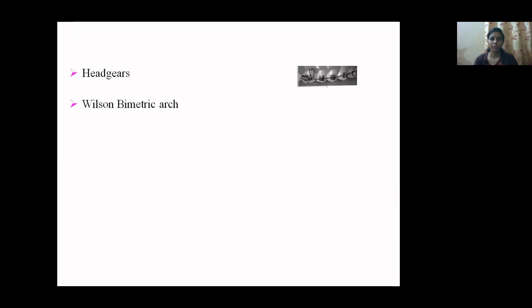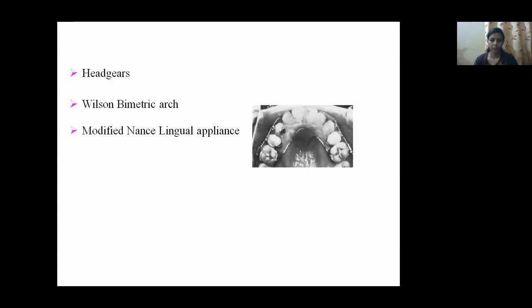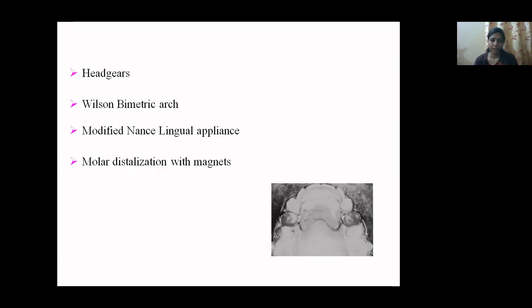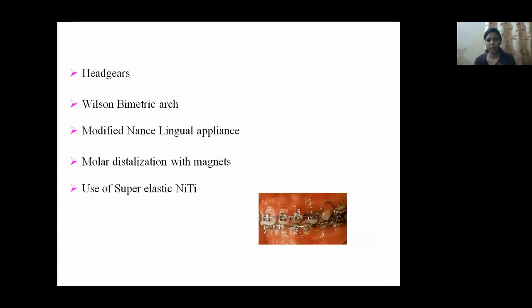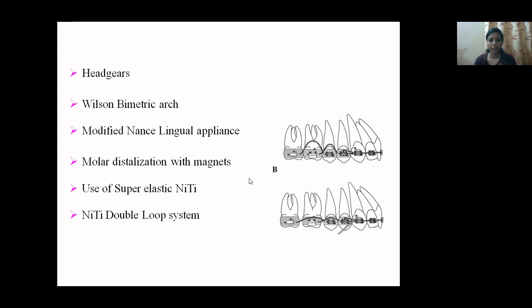Methods of distalization include certain appliances: headgears, Wilson bimetric arch, modified Nance lingual appliance, molar distalization with magnets, and use of super elastic NiTi coil. Here, NiTi double loop system. Here you can see Jones jig. This is the appliance Jones jig.